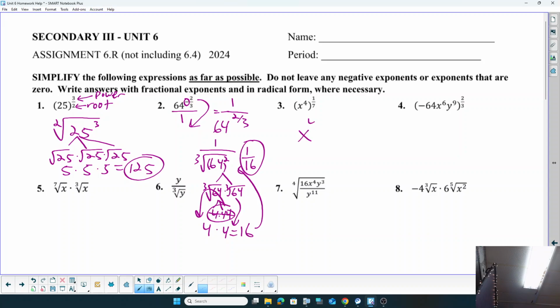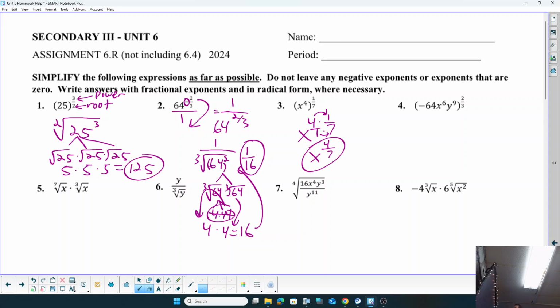Whoa, what do we do? Exponent to an exponent, what do we do? Exponent to an exponent. Do you remember? We multiply the powers. So we get 4 times 1/7. Well, 4 can be written over the number 1. So then we get x to the 4 times 1 is 4. And 1 times 7 is 7. So multiply straight across. And we get x to the 4 sevenths.